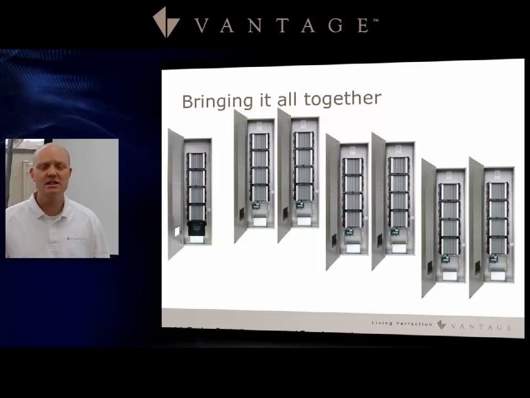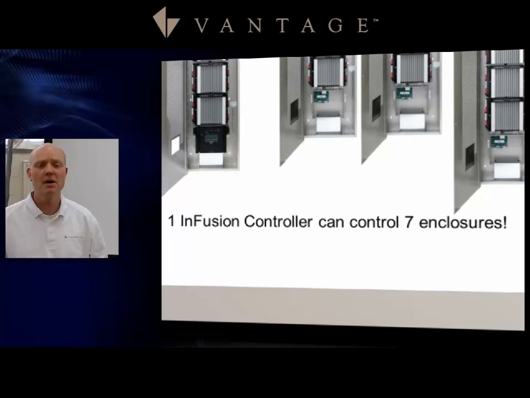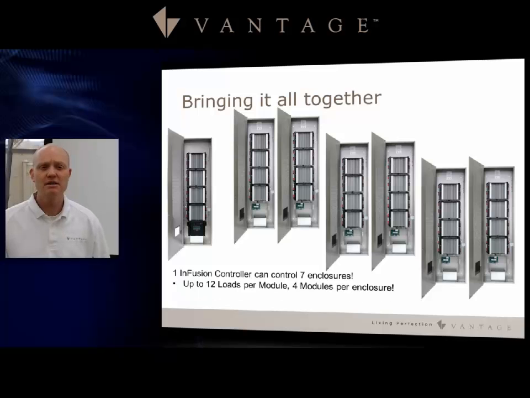With a total of 6 secondary enclosures, that means I can have 7 total enclosures, one for the main enclosure where the Infusion controller is landed, and then 6 secondary enclosures. That means I can have up to 12 loads per module, 4 modules per enclosure, and that gives me a total of up to 336 loads, all controlled and run from one Infusion controller.